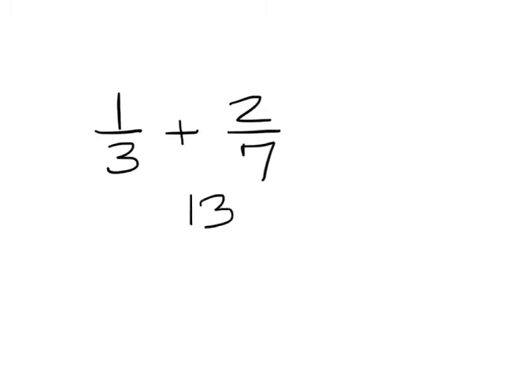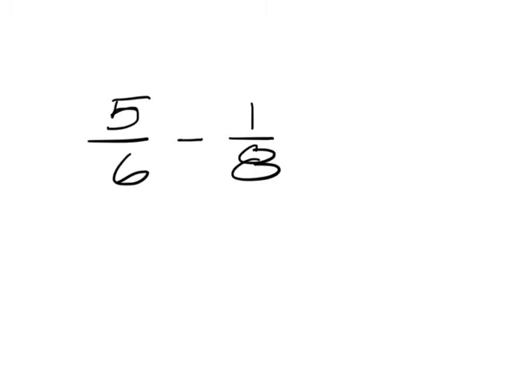A bonus problem, 1/3 plus 2/7. The solution for the bonus problem should be 13 over 21. Bonus problem number 2, 5 over 6 minus 1 over 8. Answer to the bonus should be 17 over 24.